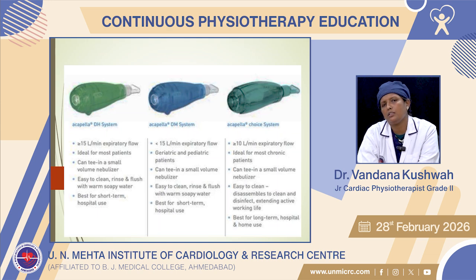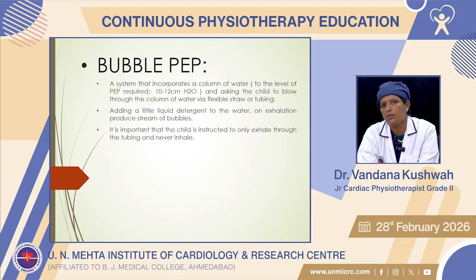And third is light green, which is rarely used, for expiratory flow of greater than 10 liters per minute, ideal for most chronic patients, and can be used with a small volume nebulizer. It is easy to clean, can be disassembled, cleaned and disinfected, extending its active working life, and is best for long term patients, for hospital or home use.